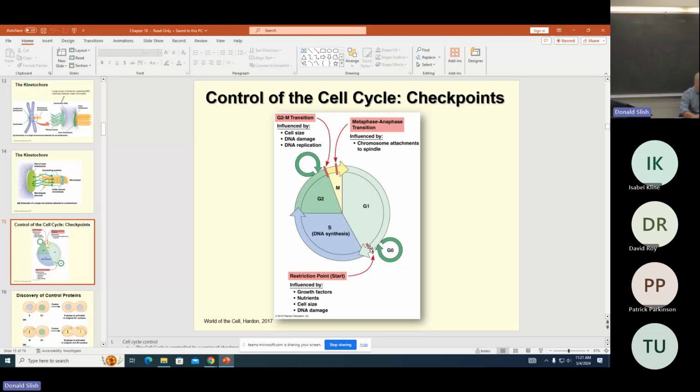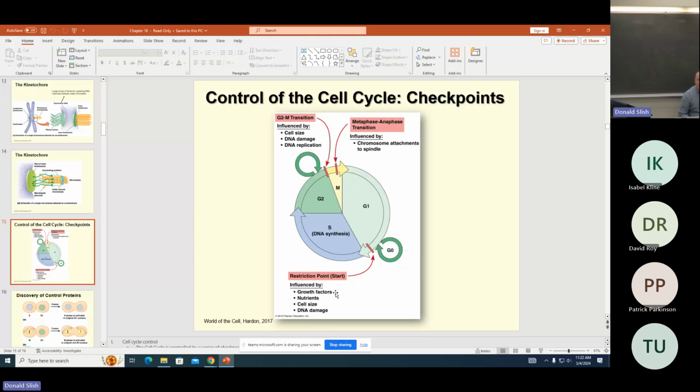And this one down here, which we'll talk about Thursday, is influenced by growth factors. So also nutrients, cell size, and DNA damage. The cell has to make sure that it is healthy and has everything it needs to continue on in the cell cycle. But more importantly, growth factors. Most cells in your body are not dividing and will never divide, right? Nerve cells, famously, when they die, they're dead. Not entirely true. I think there's some new evidence saying they can regenerate, but we typically assume they're not going to regenerate. Heart cells, muscle cells, things like that.